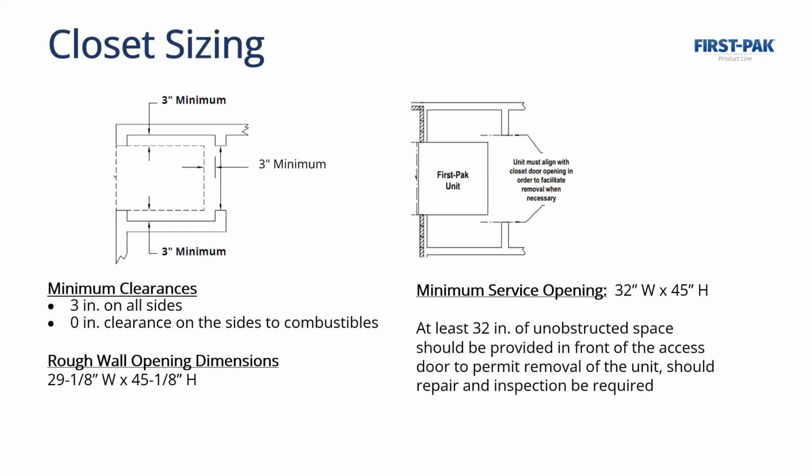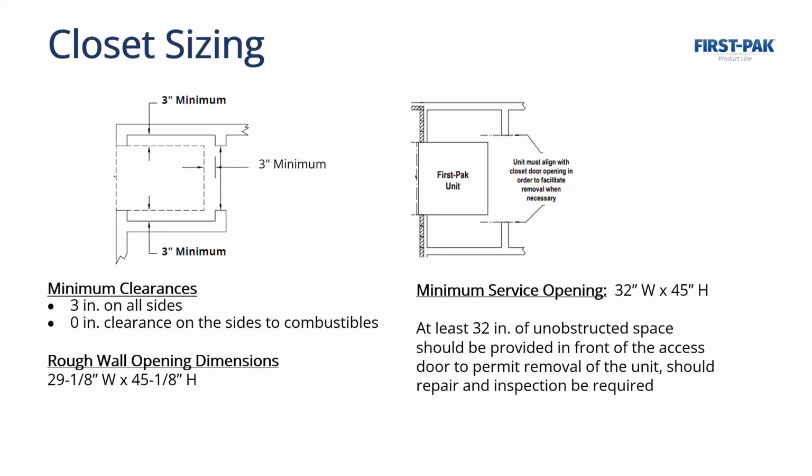This is the closet dimension for the Fresh Pack unit, which we'll be talking about, which is available with a 95% gas furnace, as well as a heat pump and air conditioner. So this one is a little smaller on the clearances. We need 3 inches on all sides, and the rough wall opening is approximately 29 by 45 inches high. It has a similar minimum service opening, a little bit shorter in the height, at 32 inches wide by 45 inches tall. And this one, you would want a minimum of 32 inches in front of the unit, because it actually has a slide-out cooling chassis that would need room.